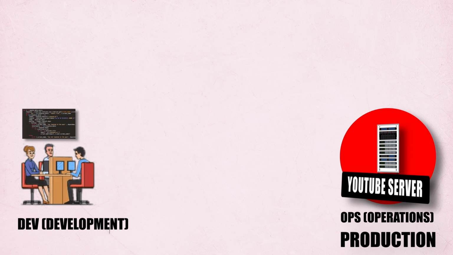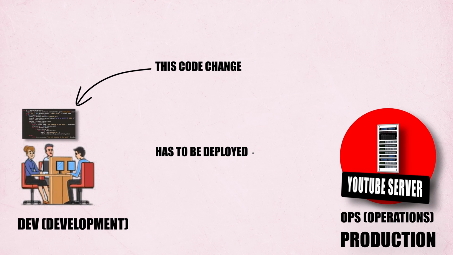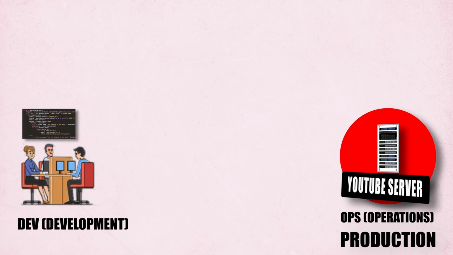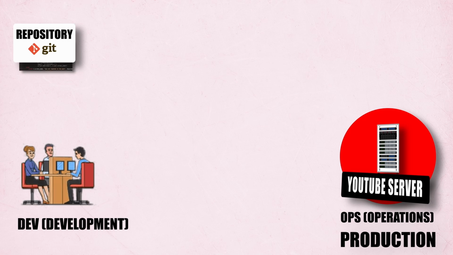The operation team manages the YouTube server and it also manages deployments. When I say manage deployments, it means the code which is modified has to be deployed into the production server. Since the latest code has to be put in the production server, the developer team pushes the code into a repository. A repository is a place where the latest code will reside, and that's a place where the code will be saved and stored forever so that it cannot be lost.